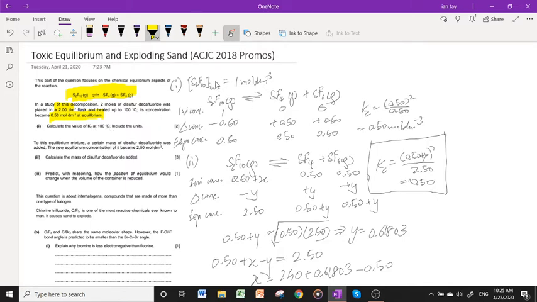So initially, what is the concentration of S2F10? You will agree it will be 2 moles divided by 2 dm³, which will give you 1 mole per dm³. So that's the initial concentration of S2F10.